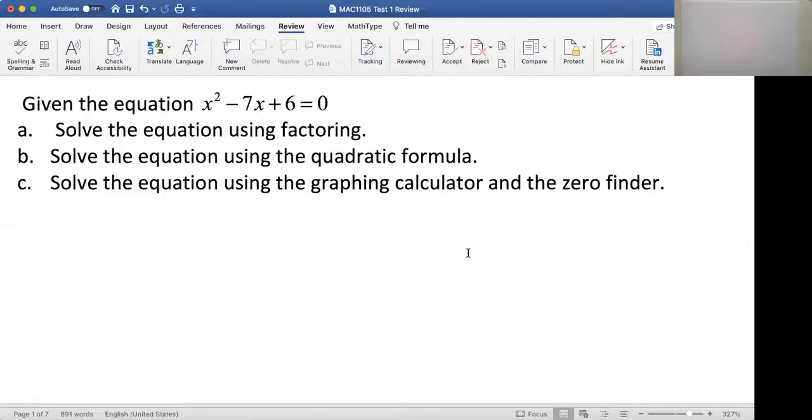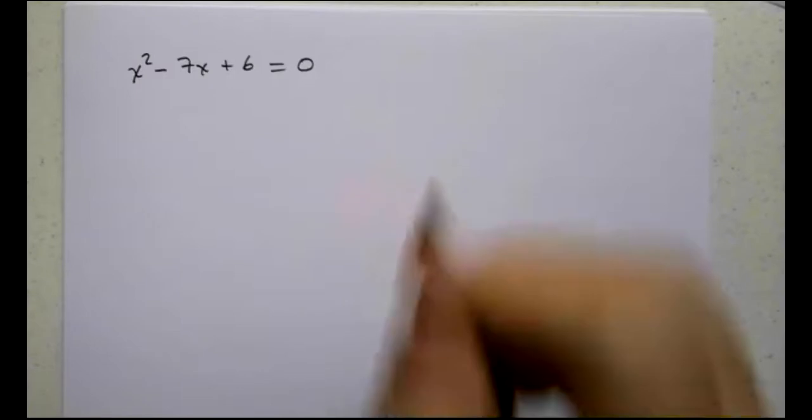So this question gives us the following. We have x squared minus 7x plus 6 is 0. We want to solve with factoring, the quadratic formula, and then with the graphing calculator and the zero finder. So x squared minus 7x plus 6 equals 0. I want to solve it with factoring.